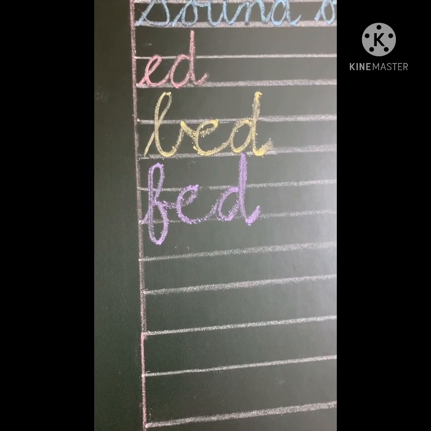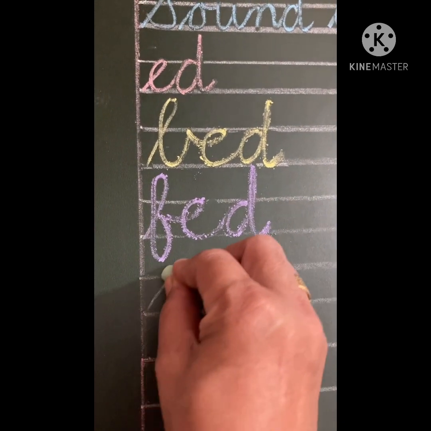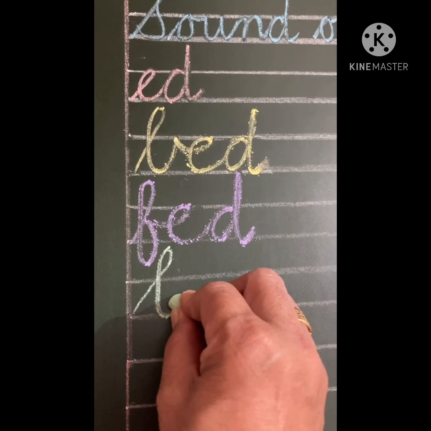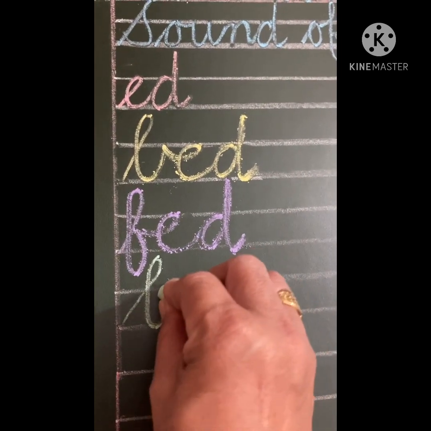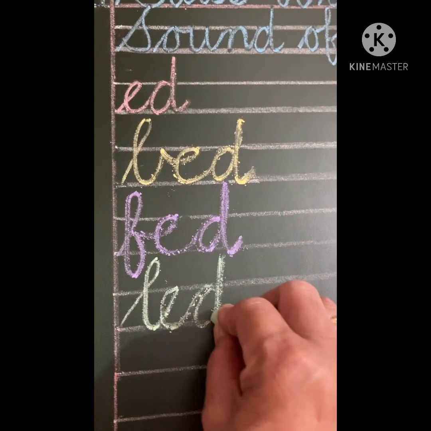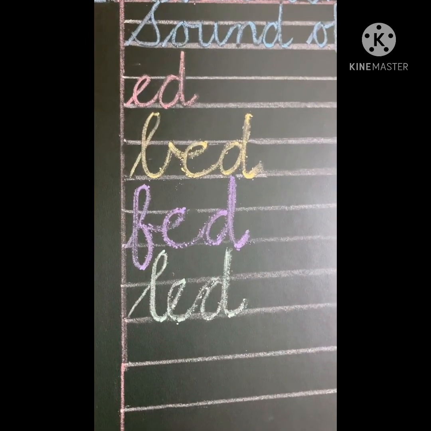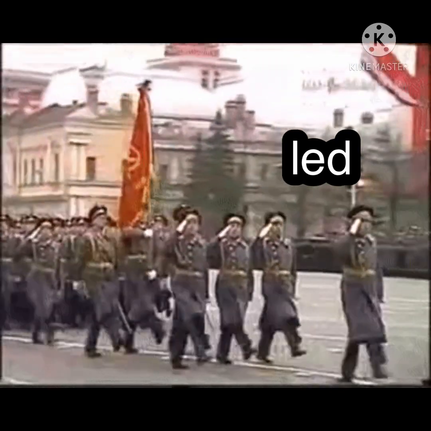In the next CVC word, the first sound is L. Extend the flake and make L like this. Make a slanting line and make L. Extend its flake and make E. Extend its flake and make D, D. Led. Here, the whole army troop is led by one man.